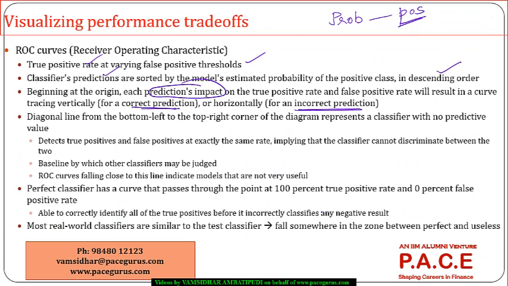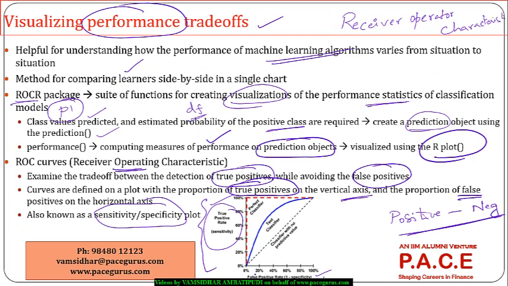So the diagonal line coming from the bottom left to the top right is talking about a classifier with no predictive value, because the true positives and false positives, both of them, are predicted at the same rate. So it's almost random. It could be either true positive or false positive, true or false, the prediction. So it's almost like a gamble. The classifier is not able to really discriminate between whether it is correct or wrong. In that case, the curve comes more and more as a 45-degree line.